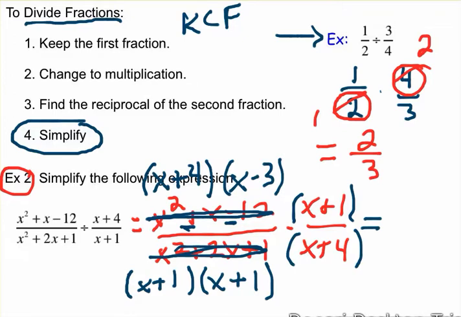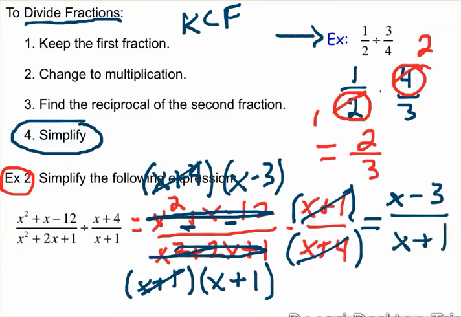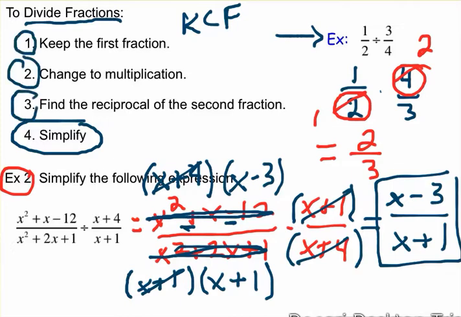So I see right away, I see an x plus 1 here, and an x plus 1 at the top. So that's gone. Then I see an x plus 4, and another x plus 4. So I have 2 factors left, x minus 3 and x plus 1. That's actually your final answer. Now some people get misled by the fact that there's x's in each one, but those are actually 2 separate factors. Okay? So you're going to follow those steps each time. You're going to keep the first fraction, change it to multiplication, find the reciprocal of the second fraction, and then most importantly with the rational expressions, you have to simplify by factoring completely.